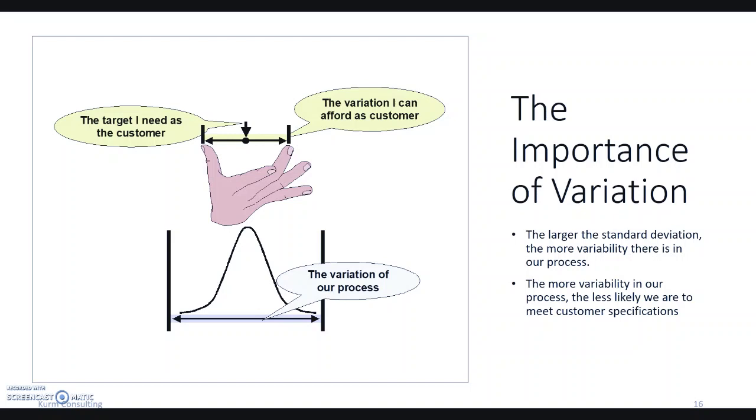Okay, and so the key measurement of variation in statistics is called standard deviation. The larger the standard deviation, the more variability there is in the process. Now, standard deviation, not surprisingly, is depicted by the Greek letter sigma. And that's where Six Sigma got its name from, because that sigma represents variability in your process and how well you meet your customers' specifications.